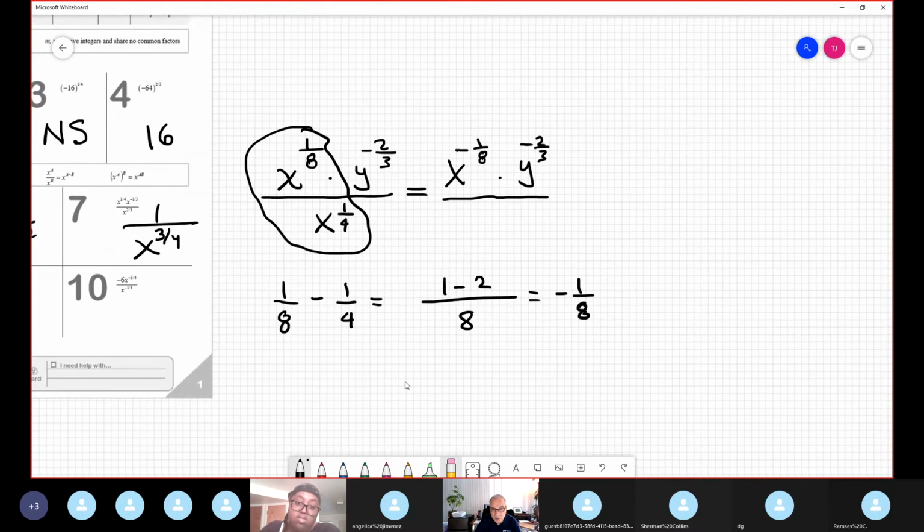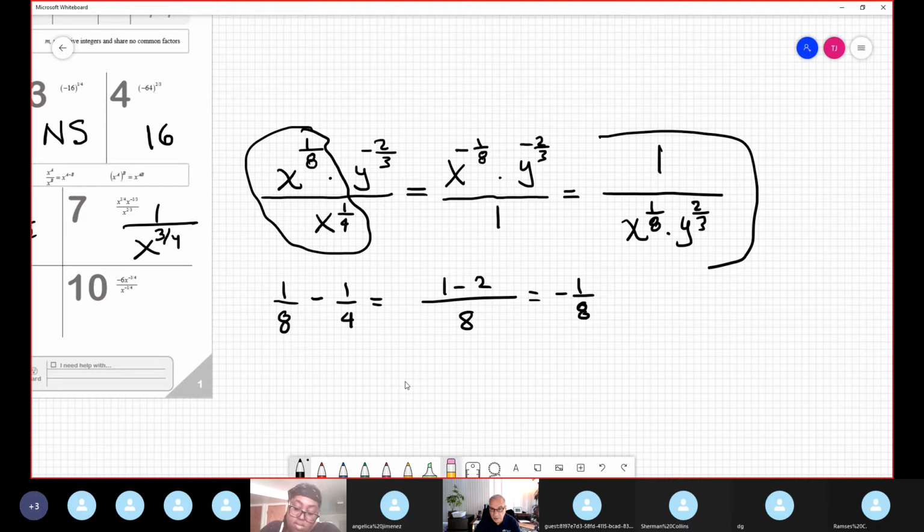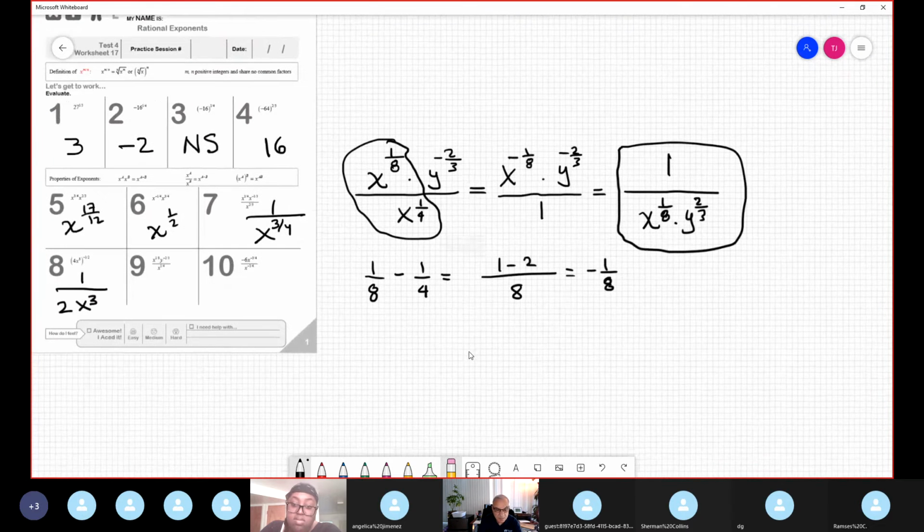Because we have 1 here, they flip it. 1 over x to the positive 1/8 times y to the positive 2/3. And it's a clearer answer. Well, we have no space to write here. So 1 over x to the 1/8 times y to the 2/3.